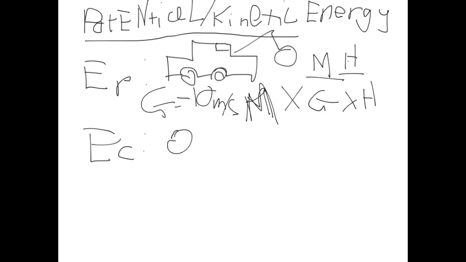To find the kinetic energy, it's the energy of motion. If an object is moving, it has lots of kinetic energy. If it's holding its position, it has no kinetic energy. As simple as that. Kinetic energy depends on the mass of the object and the velocity. And to find it, it will be mass times velocity squared divided by 2.